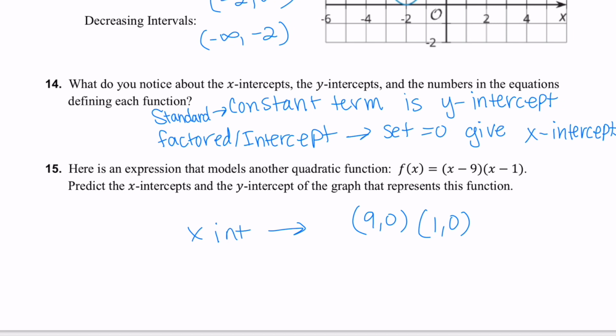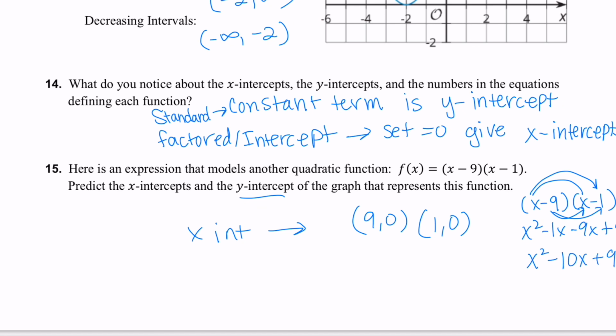Now, if I were going to try and find the y-intercept, I would need to multiply this out. x minus 9 times x minus 1. And I would get x squared minus 1x minus 9x plus 9. And then when I simplify this, I get x squared minus 10x plus 9. And so this would be standard form. So this is going to be my y-intercept, and that would be at 0, 9.